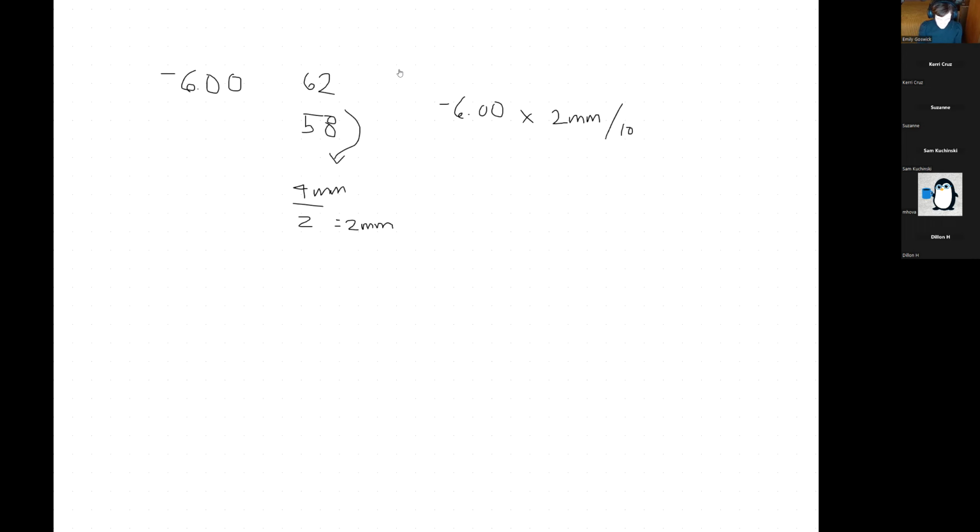I'm going to do this with my calculator so I don't make a mistake. So 6 times 2 is 12, divided by 10. That means we are going to have 1.2 diopters of prism induced. It's hard to see that little dot here, but 1.2 diopters of prism is going to be induced.